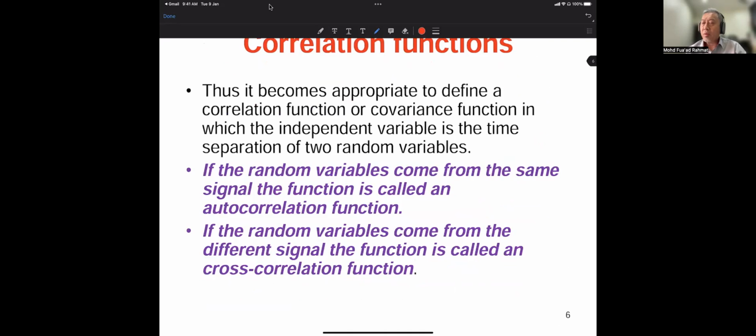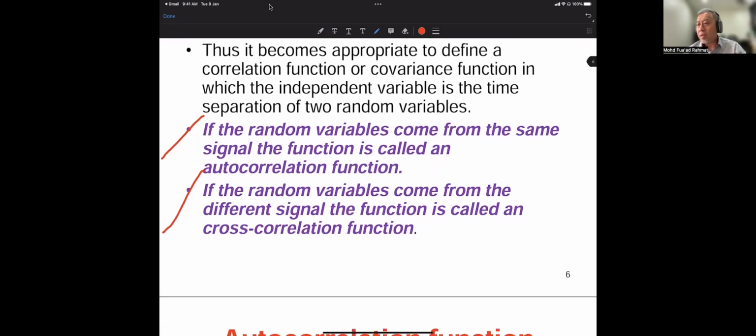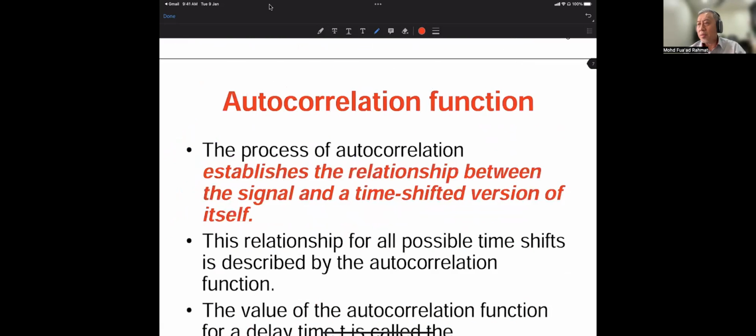Sometimes people say covariance functions after you remove the DC offsets, in which the independent variable is the time of separation between two random variables. If the random variables come from the same function, we call it autocorrelation. If the random variables come from two different functions, we call it cross correlation.